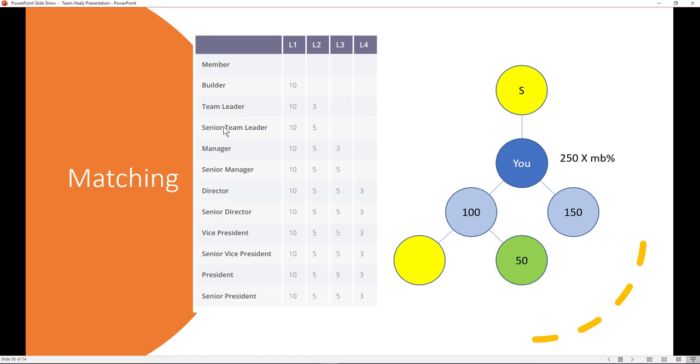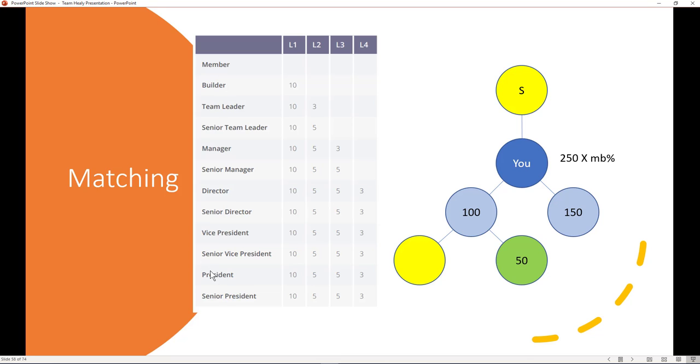And you can see that as you move up in rank, you get paid higher percentages and you get paid on more levels. So the senior team leader, the main change is that it goes on the second level from 3% to 5%. The manager goes up another level and they get 3% on that level. The senior manager goes from 3% to 5%. You can see the table, and again, that's in your compensation plan document, so check it out.